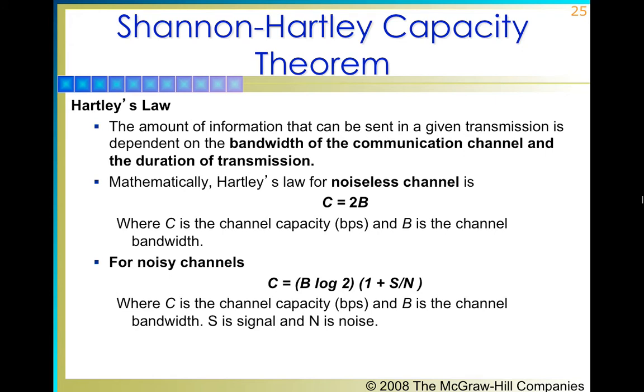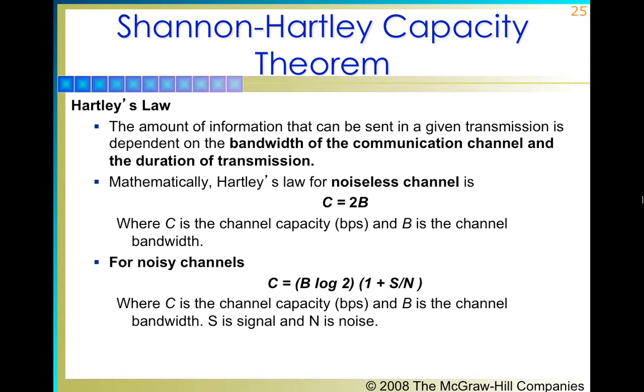In order to determine the capacity of the channel, how can we do it? We have the Shannon-Hartley law, which tells us how much information can be sent over a communication medium, and it is basically based on the bandwidth of the communication channel as well as on the duration of the transmission.